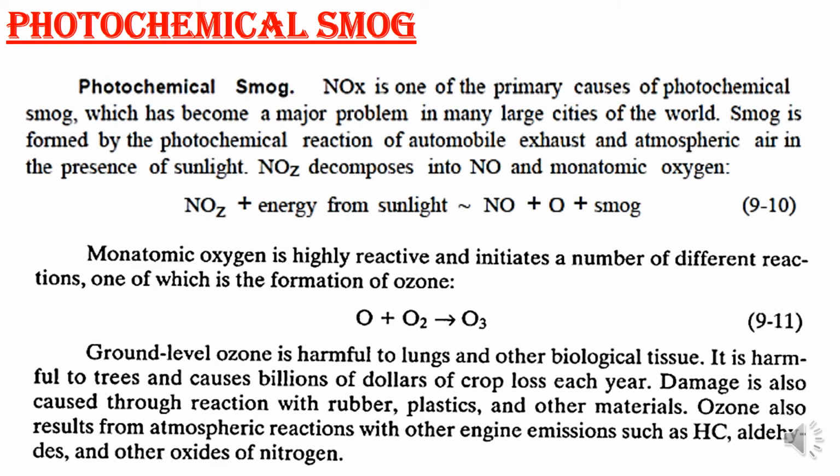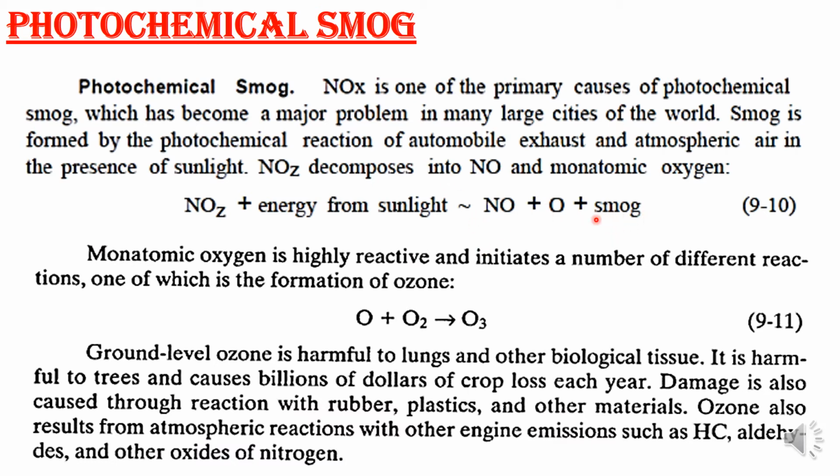Next, photochemical smog. As already told, NOx and HC are the two major sources of photochemical smog. NOx is the main culprit, and photochemical smog has become a major problem in many large cities in the world. Smog is formed by the photochemical reaction of automobile exhaust and atmospheric air in the presence of sunlight. Remember, automobile exhaust and atmospheric air in the presence of sunlight. So NOx decomposes, that is dissociates, in the presence of sunlight into NO and monoatomic oxygen O, plus smog.